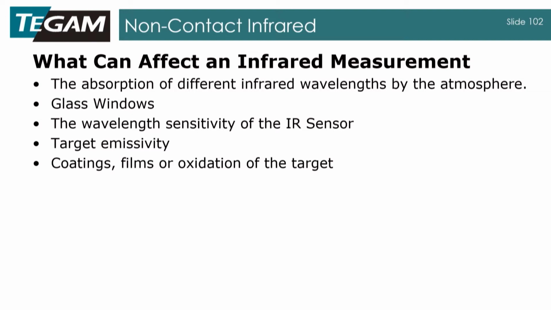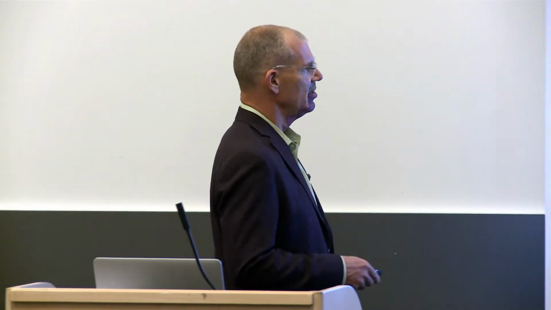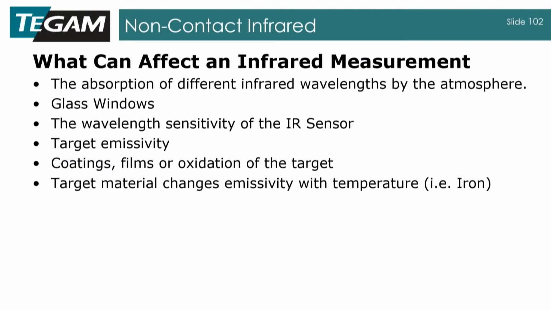Coatings, films, oxidization of the target. This is an interesting problem. If you're looking at steel coming out of some process, you might say the emissivity of steel is this, but what your infrared sensor is seeing is the scale on the surface of the pipe, and that has a completely different emissivity than the steel you're actually looking at. So that's something to be aware of. Here's a great problem. Now you're measuring temperature, but a substance's emissivity changes with temperature. So not only do you have to say what substance you've set your gun for, you also have to say what temperature you're expecting from that substance to get the emissivity set correctly.